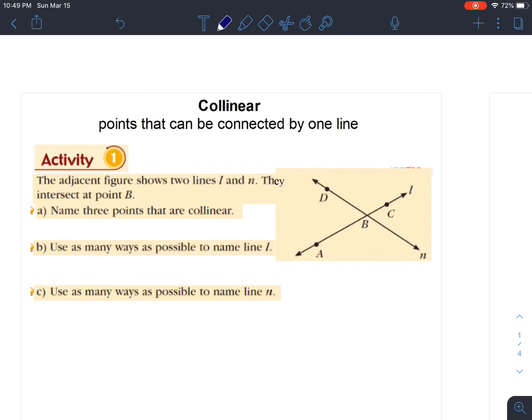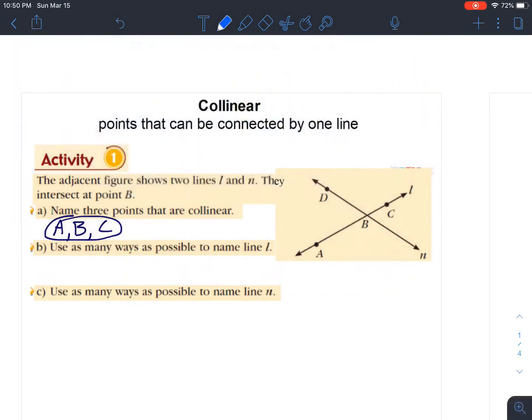Alright, so for the first one, it says part A, name 3 points that are collinear. So looking at this picture, I see right here we have 3 points that could be on a line. So we have A, we have B, and we have C. All of those are on the same line, so therefore they are collinear. That is the only combination that we have, because if we happen to go this direction, N is not a point. N is actually the name of the line. So we cannot say D, B, and N. It's only going to be A, B, and C.